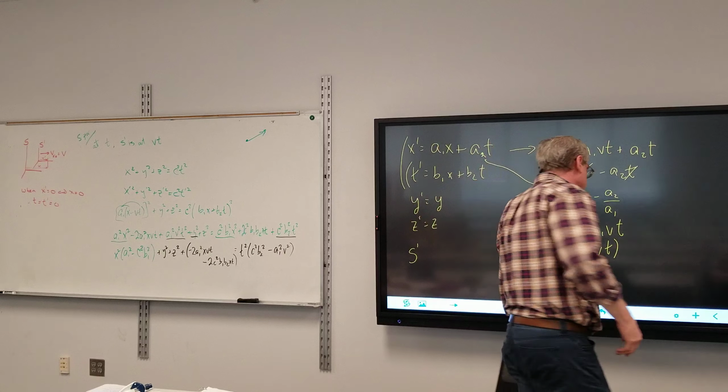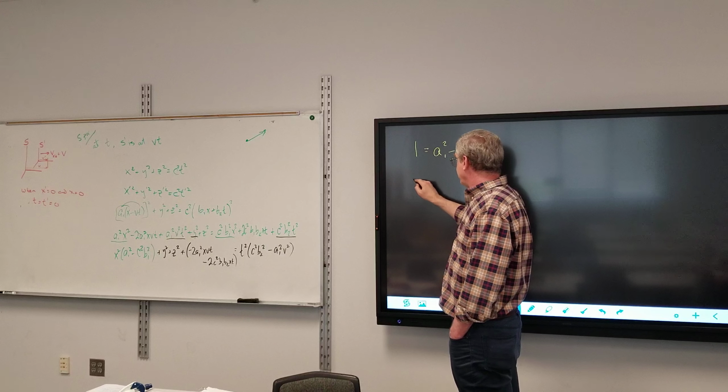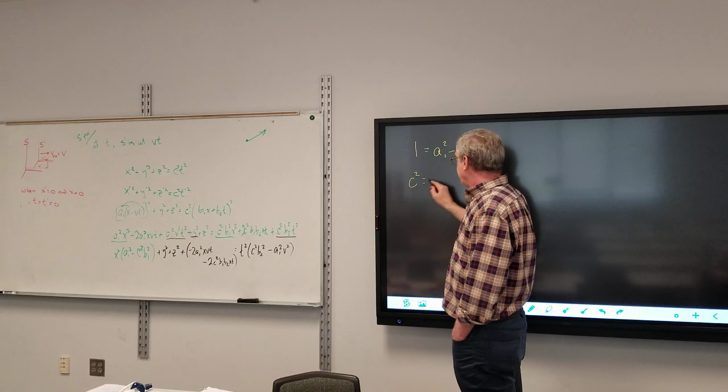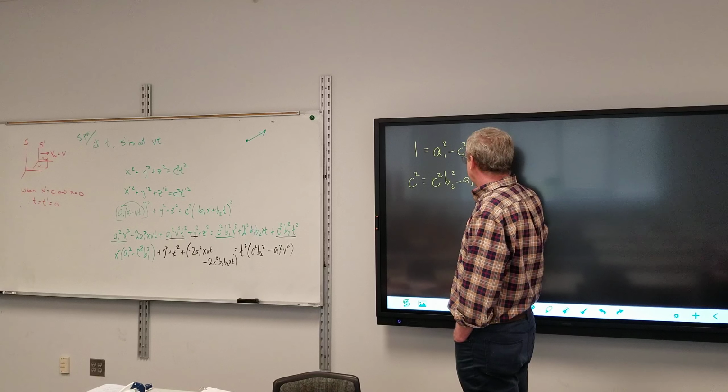Well, I know that my coefficient of x squared here is 1. So if this is all valid, 1 equals a1 squared minus c squared b1 squared. Coefficient of y squared is 1 in both cases, z squared is 1 in both cases. My coefficient of time squared is c squared. So on the top equation I have c squared. And down here I've got c squared b2 squared minus a1 squared v squared.